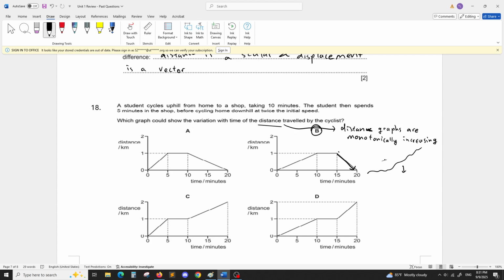So B is not the answer. I don't know why I circled it. And the other is A. So it has to be C or D. And we know from the problem, cycles uphill to the shop, taking 10 minutes. So that means that we stop at 10, and then we spend 5 minutes in the shop. So for 5 minutes, we travel 0 meters. So it should be D.